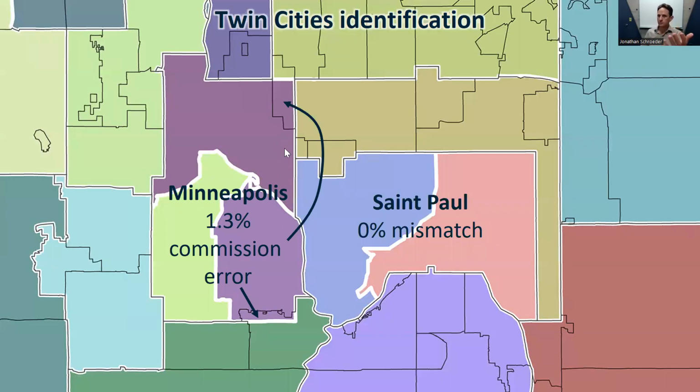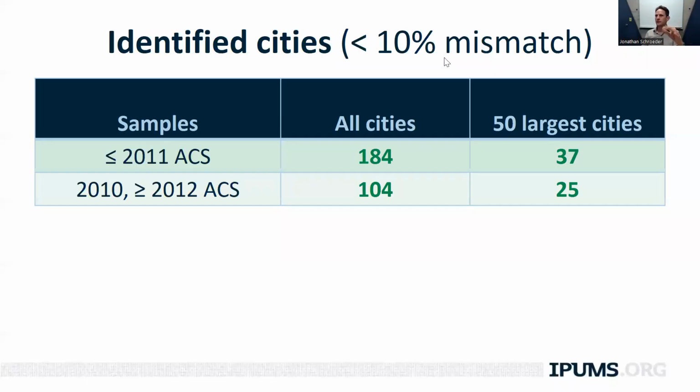PUMAs don't always perfectly match up with cities. In the case of St. Paul, where I live, the PUMAs match up perfectly with the city of St. Paul, so we can identify it perfectly. In the case of Minneapolis, there is a 1.3% error, where the PUMAs corresponding to Minneapolis include the total population of those PUMAs, which have 1.3% of their population living outside of Minneapolis. We take that into account and we only identify cities where there is less than a 10% population mismatch.